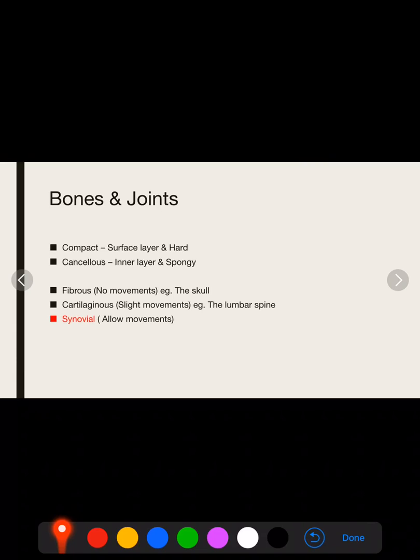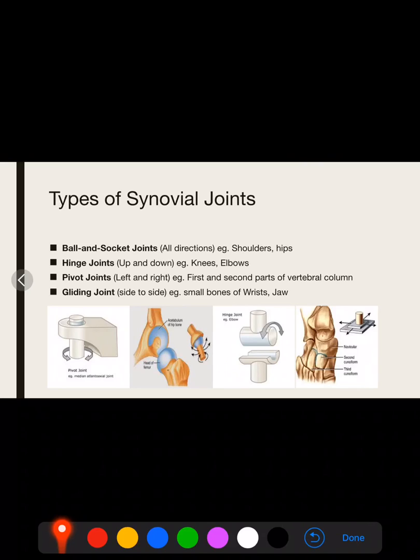So for fibrous joints, no movement is allowed, just like your skull. And then the most important one is the synovial joints, which allow many different types of movement. So you can see 4 different types of joints here, and the direction and range of the movement are here.